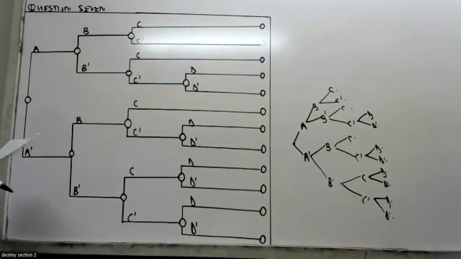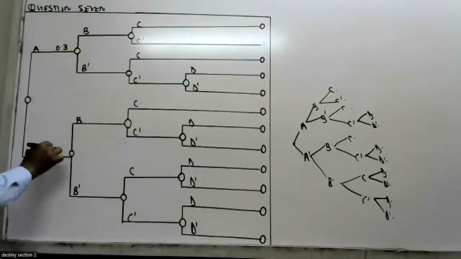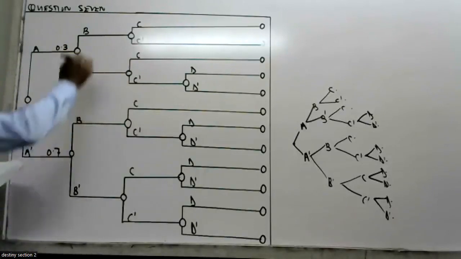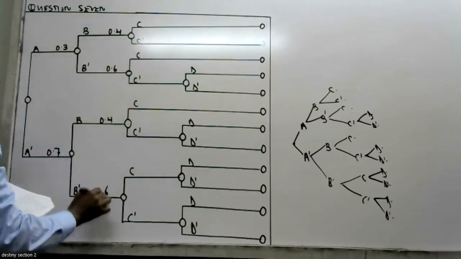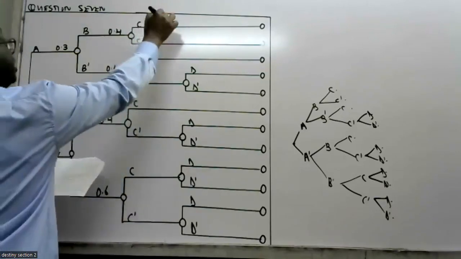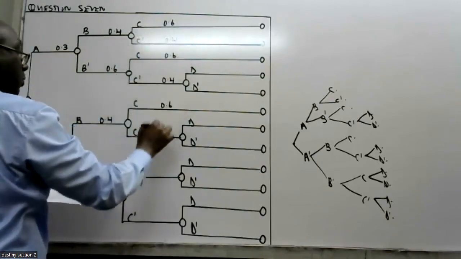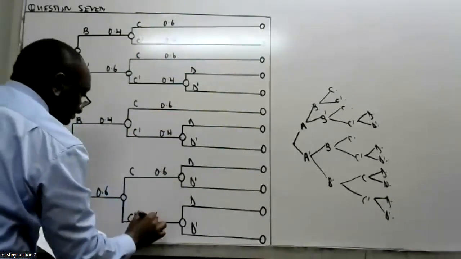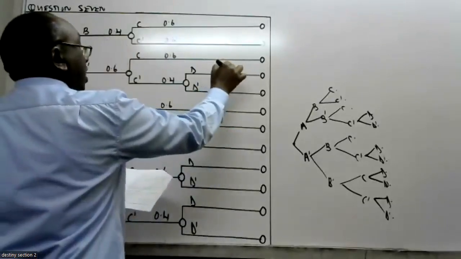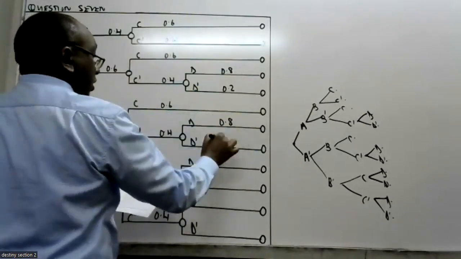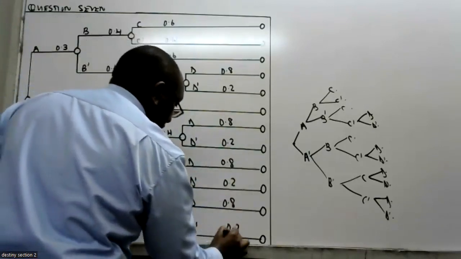The probability of getting A, we are told it is 0.3. And therefore missing is 0.7. Getting B is 0.4, so missing 0.6. C, you get it is 0.6, 0.4. Then D, you get it 0.8, 0.2.